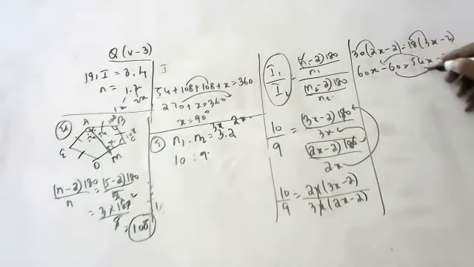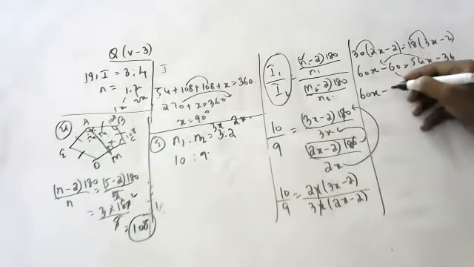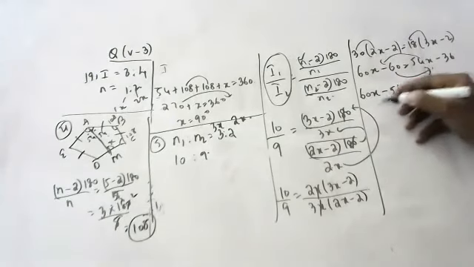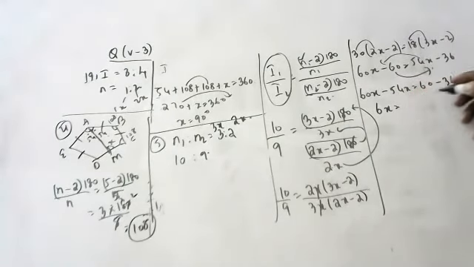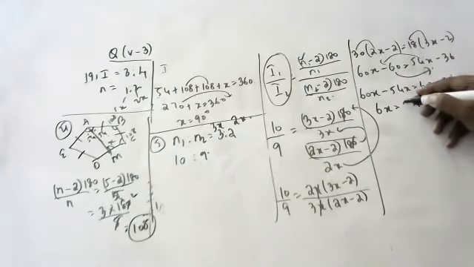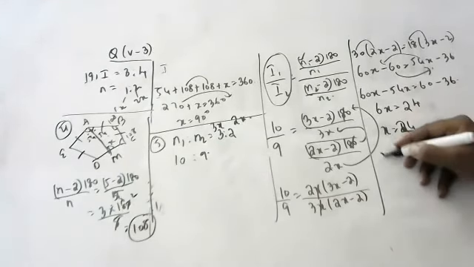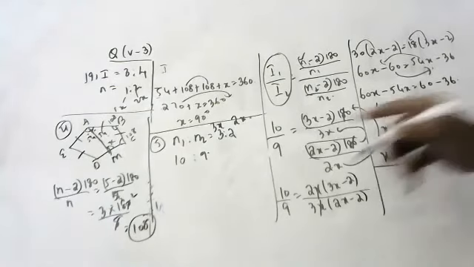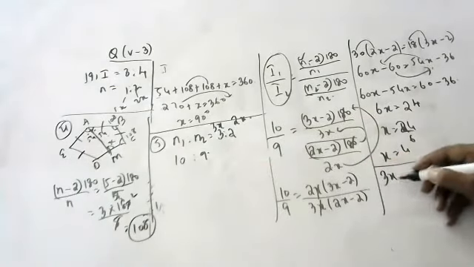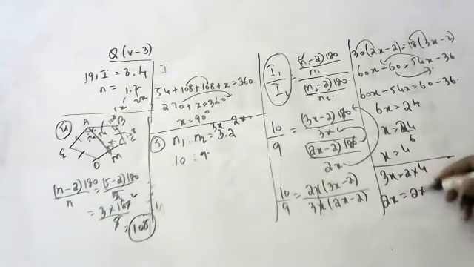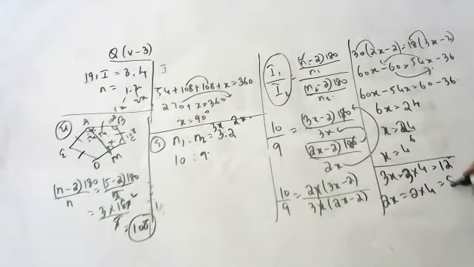This comes here, this goes here. 60x minus 54x is 6x, and 6x is equal to 24. X is equal to 24 by 6. X is equal to 4. So one is 3x, one is 2x. 3 into 4 is 12, 2 into 4 is 8. One has 12 sides, the other one has 8 sides.